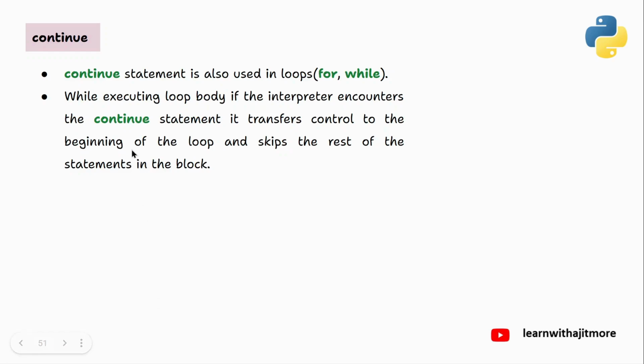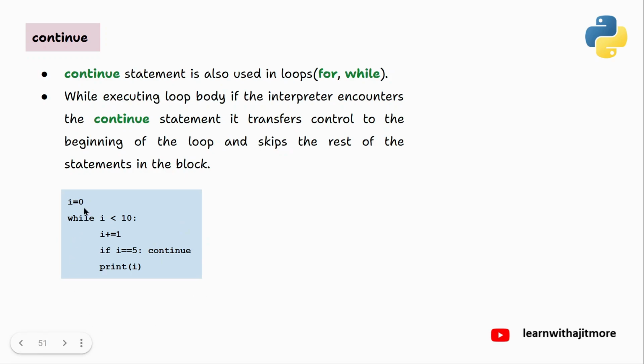Not outside the loop body. If it is break, then it brings you outside the loop body. Here it will just bring the control to the beginning and skip the remaining statements of the current iteration. Getting? So control goes to the beginning of the loop and skips the rest of the statements in the current block. Okay? Is it clear? Yes.